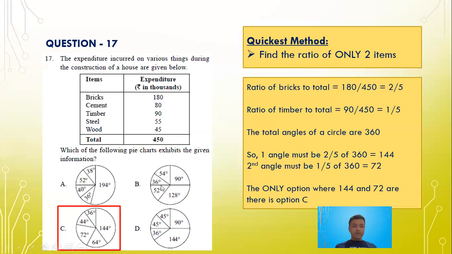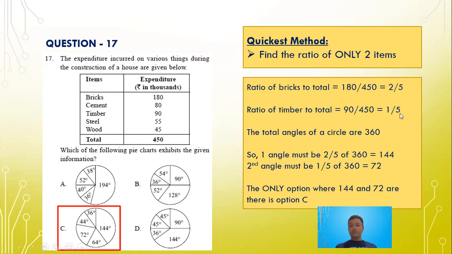So again, in any of the pie charts, there should be angles where one angle is in the ratio of 2 upon 5, another angle is in the ratio of 1 upon 5. So if one angle is to be in the ratio of 2 upon 5, what is that angle? 2 upon 5 of 360, isn't it? What is 2 upon 5 of 360? 72 into 5 is 360, so 72 into 2 is 144. So 2 upon 5 of 360 is 144.